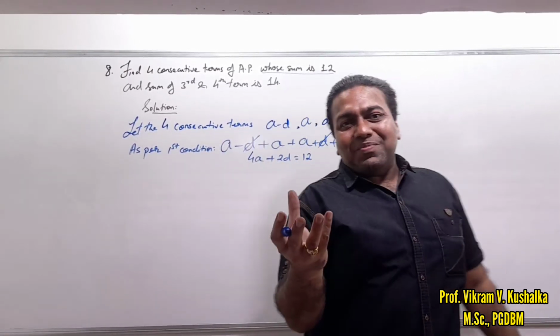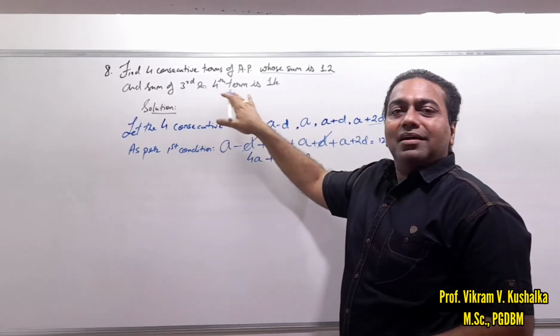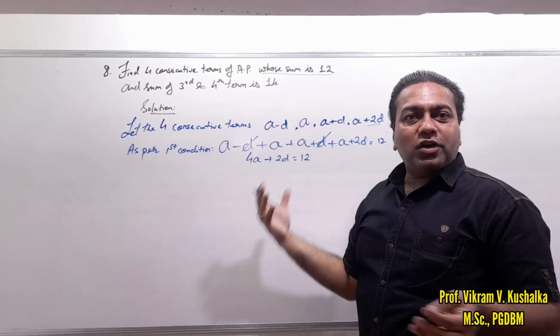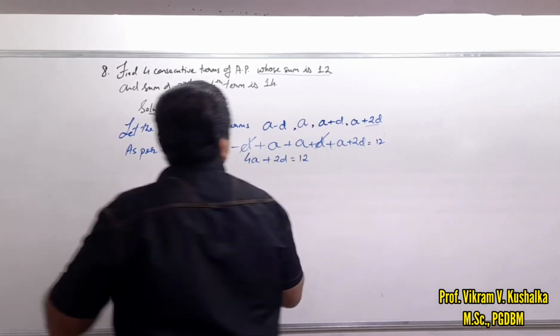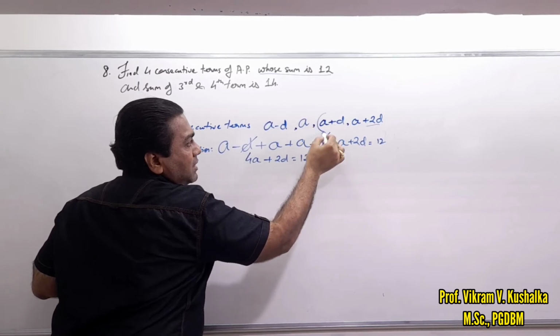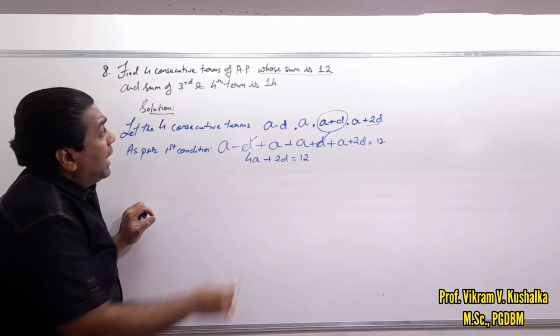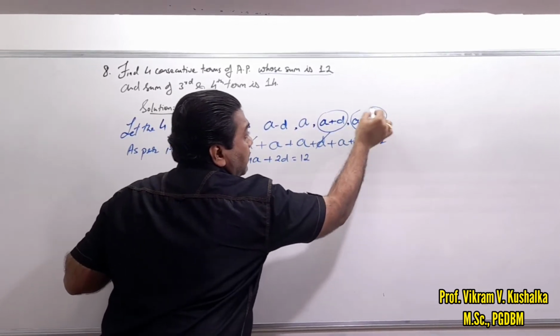Can you tell me now? Sum of third and fourth term is 14. So what kind of equation can you get over here? Which is your third term? My third term is a plus d and my fourth term is a plus 2d.